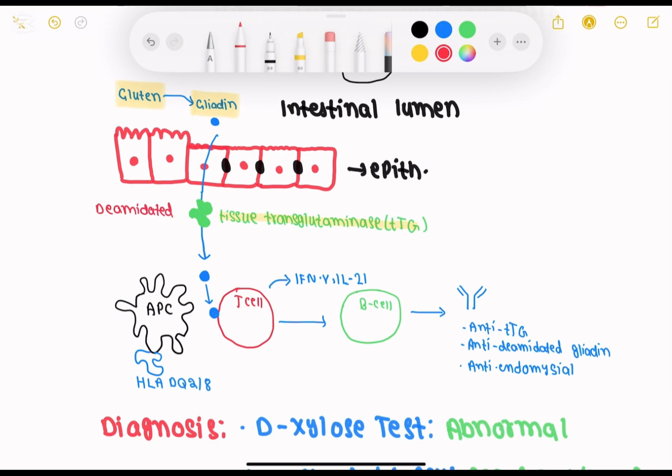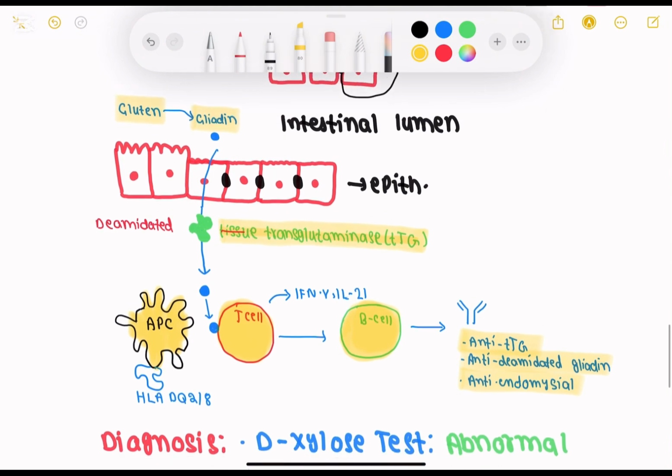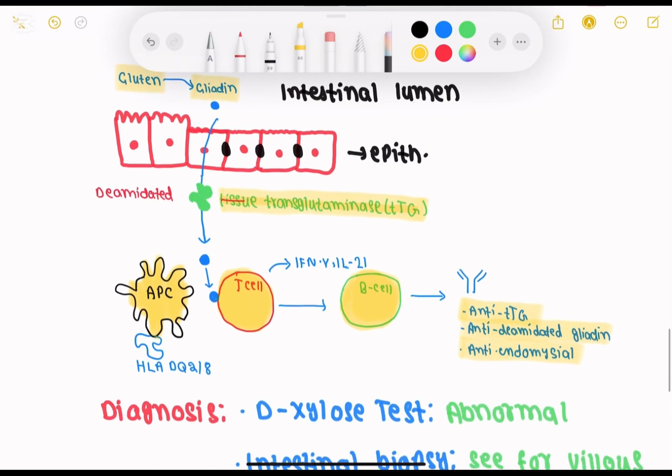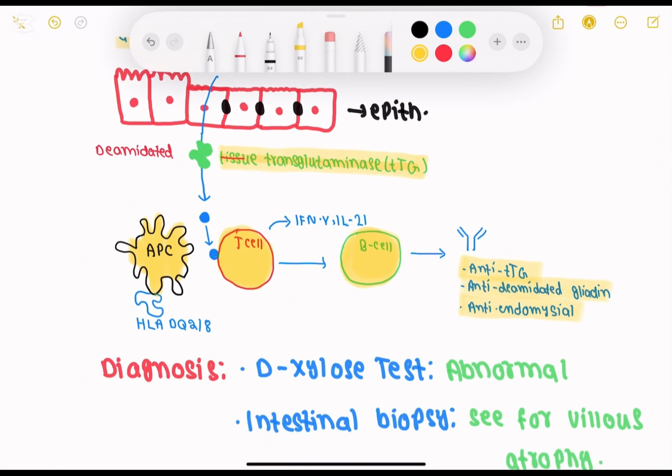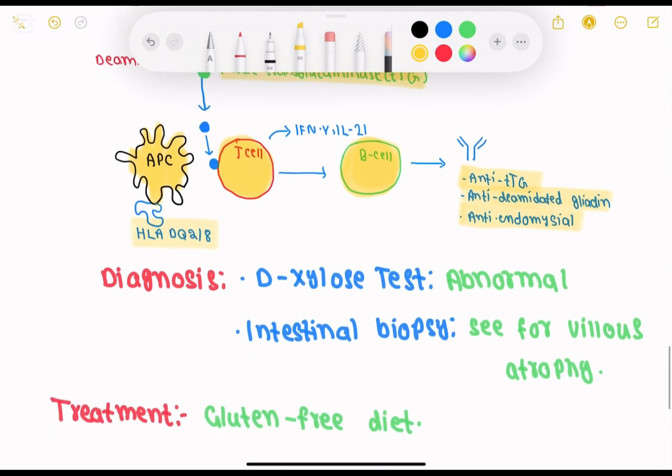This blue represents the gliadin. So tissue transglutaminase causes deamidation of gliadin. Here we have antigen presenting cells that consume the gliadin and present it to the T cell. These T cells then activate the B cells, and B cells produce the three types of antibodies that we discussed. In this way, gliadin causes an autoimmune reaction. This is the mechanism of how gliadin causes autoimmune reaction in celiac disease. I hope you have understood. Here I also represented that HLA-DQ8 and DQ2 are studied.